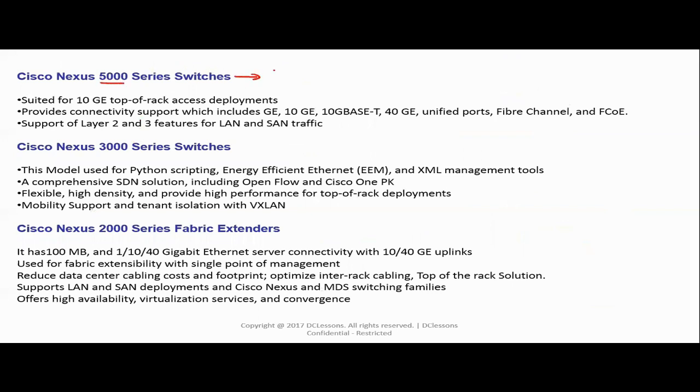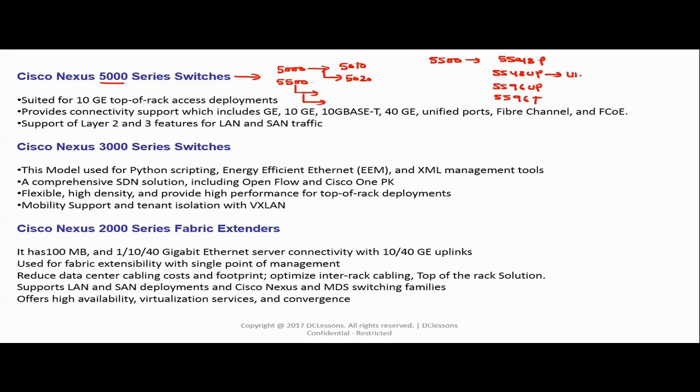Nexus 5000 switches come in two models. One is Nexus 5000 and the second one is Nexus 5500. In the Nexus 5000, there are two models. And in the Nexus 5500, there are lots of models. So if we talk about Nexus 5500, we have the Nexus 5548P, 5548UP, 5596UP, 5596T. So what do you mean by UP?